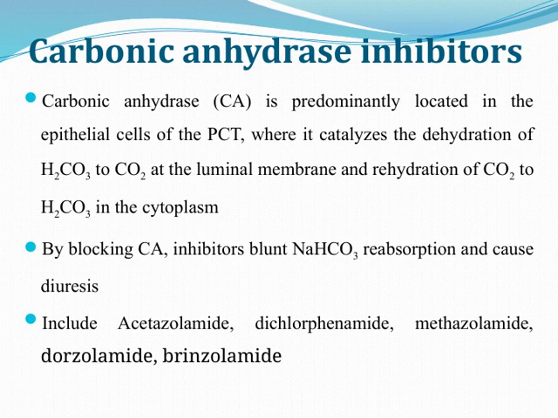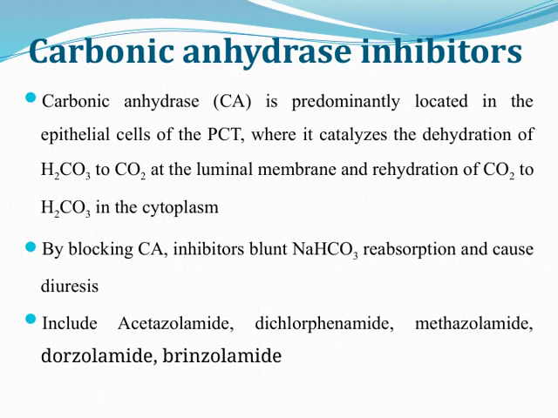Let's talk about carbonic anhydrase inhibitors. Carbonic anhydrase, or CA, is mainly found in the epithelial cells of the proximal convoluted tubule, or PCT. Its role is to catalyze the dehydration of H2CO3 into CO2 at the luminal membrane, and then to assist in rehydrating CO2 back into H2CO3 inside the cell. This process is crucial for the reabsorption of bicarbonate and sodium.